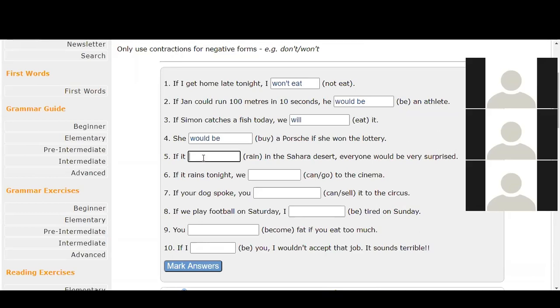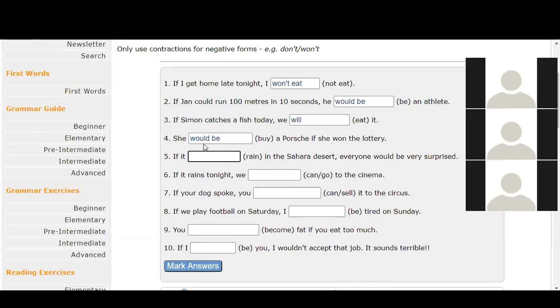Number 5. Will rain in the Sahara Desert. Everyone will be very surprised. No. Be careful, Lukáš. After if, I can never use will or would. All right, just remember this little rule. After if, there is never will or would. Never. In conditionals. In any conditional. So you cannot use will or would. So what do you say?